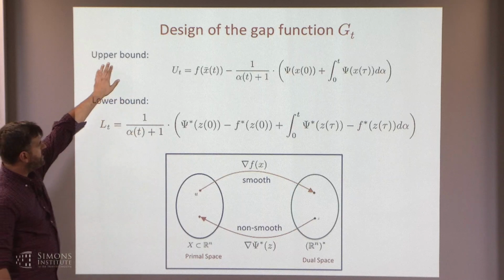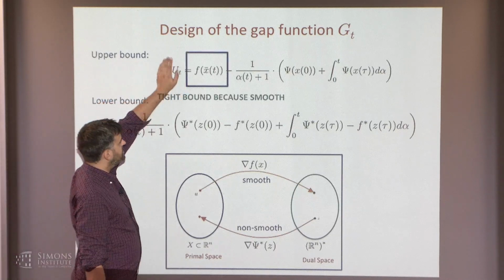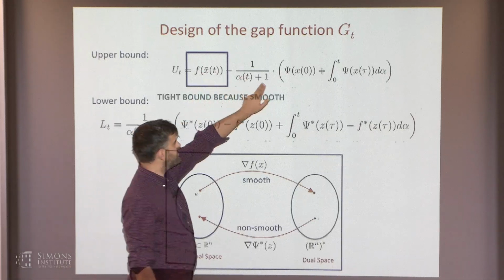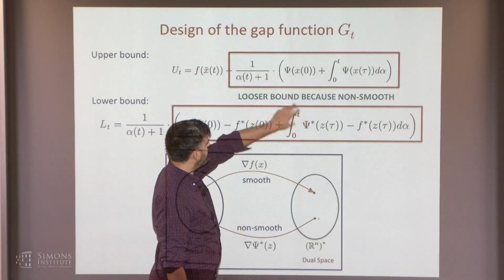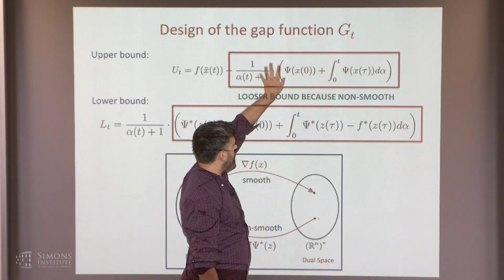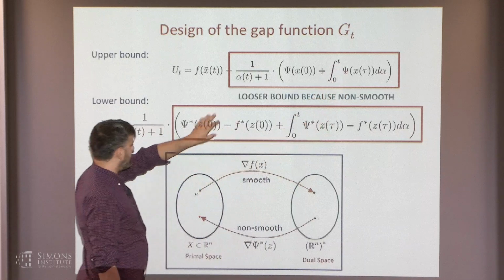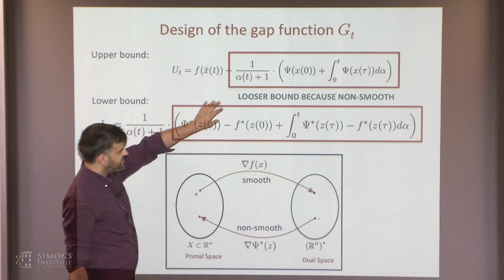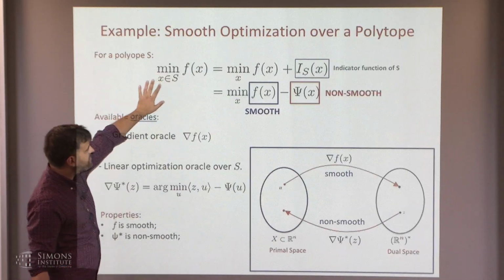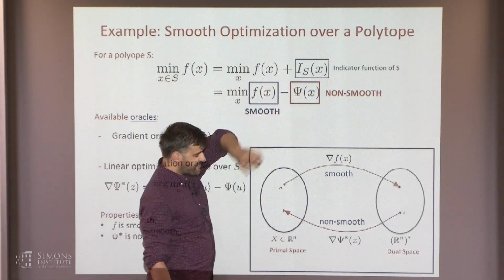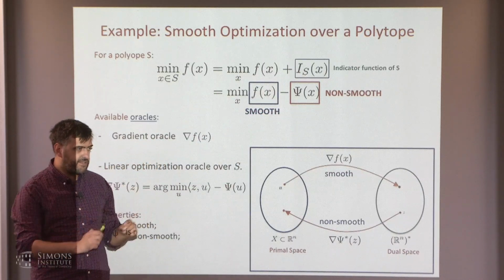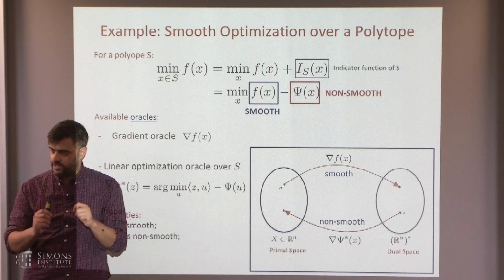That means that my upper bound should look like this. Should have f of x bar, because f is smooth. And then it should contain everything else in the upper bound and lower bound should be the average. So here is the average of the psi's, and here is the average of the psi stars and the f stars. In some sense, what's happening here is that in this problem, between f and psi and f star and psi star, the only thing which is smooth is f. And that is reflected in my construction of lower bound and upper bound.